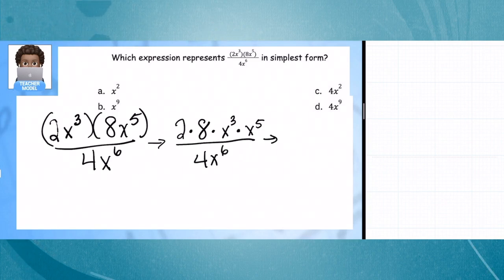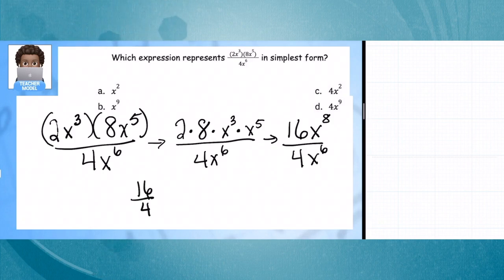for us to simplify. 2 times 8 would make 16. And x to the third times x to the fifth is just x to the eighth. Remember, we're just adding them together. Over 4x to the sixth. So now you can just see we are just going to use our quotient rule to simplify. So I have 16 over 4 times x to the 8 over x to the 6. 16 over 4 is easy. 16 divided by 4 is just 4.